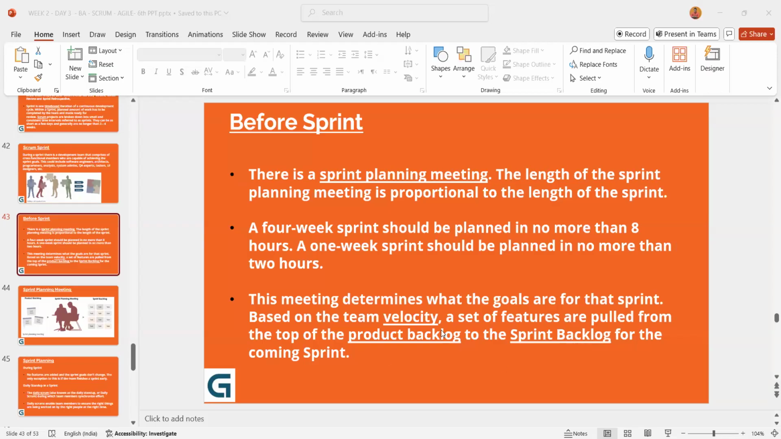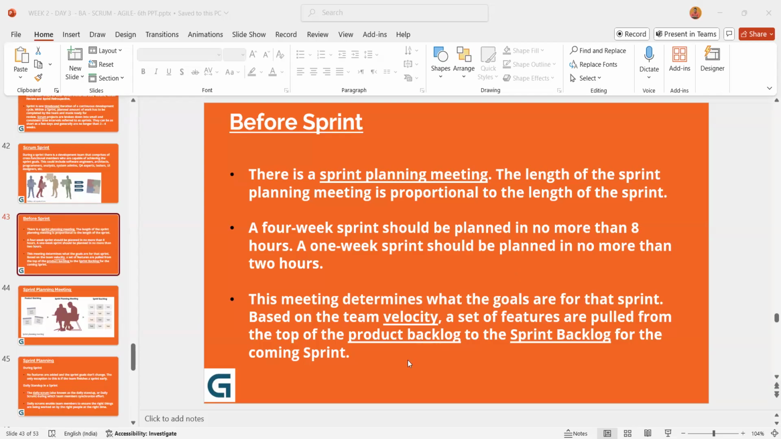The velocity is a metric that defines, with the rate of speed, how much amount of work can be delivered. Got it? And when we say amount of work, it means how many user stories, in terms of story points, can be delivered. Got it? Yes, no? Yes.